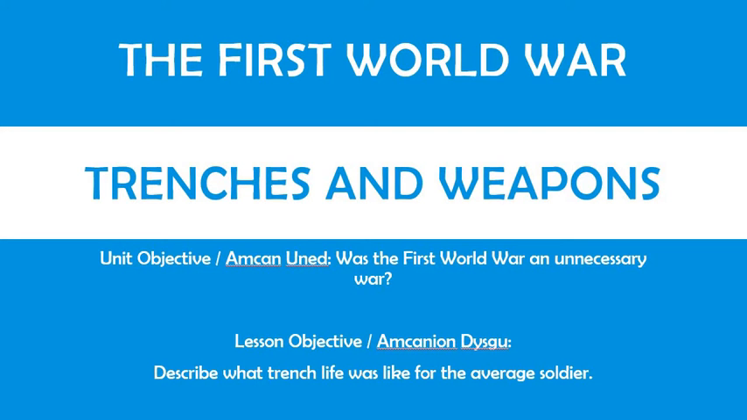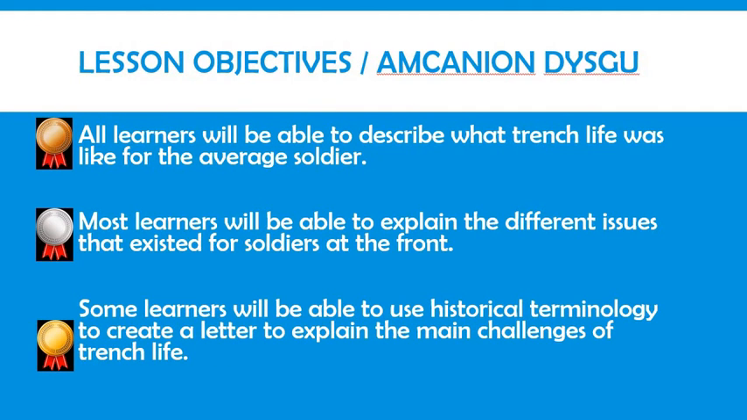So this lesson, we are going to be looking at trenches and weapons. Like the past lessons, we will still be working towards the unit objective of was the First World War an unnecessary war. Hopefully throughout this lesson today, you'll be able to describe what trench life was like for the average soldier. So I'm hoping that all of you will be able to describe what trench life was like for the average soldier. I'm hoping that most of you will be able to describe the different issues that existed for soldiers at the front line. And I'm hoping some of you will be able to use historical terminology to create a letter to explain the main challenges of trench life.